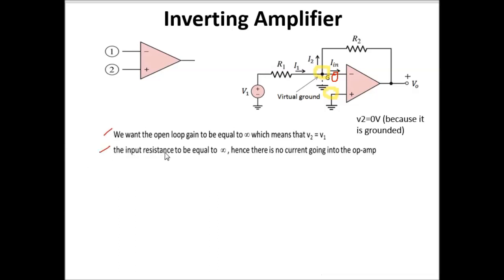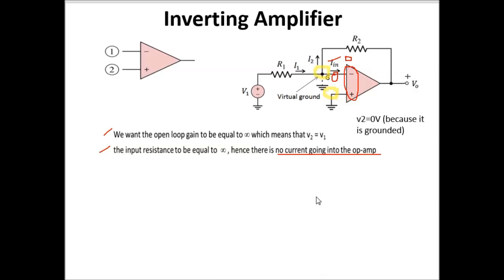For the second one, the input resistance is equal to infinity, hence there is no current going into the op-amp. So we know that Ri for your op-amp is infinity because it's open circuit here. So I_in is actually 0, no current going into your op-amp. So we just take note of the second property, where the current I_in is 0. No current going into your op-amp.